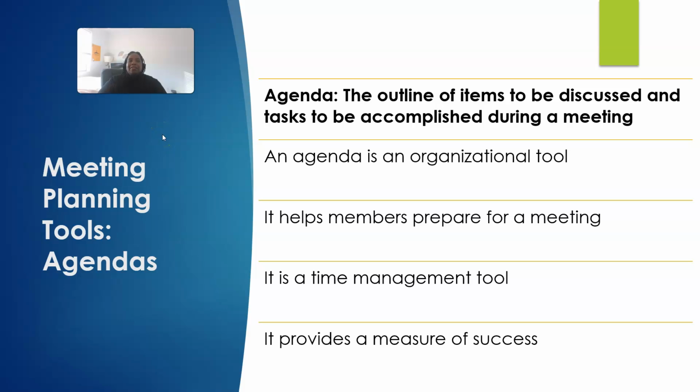So let's talk about the agenda. The agenda is the document of the outline of items to be discussed and tasks to be accomplished during a meeting. It's a way to organize your information, helps members prepare for the meeting, helps with time management. So if you have the times there, the chairperson and the members both know how long the group will spend on each item, and it can provide a measure of success.